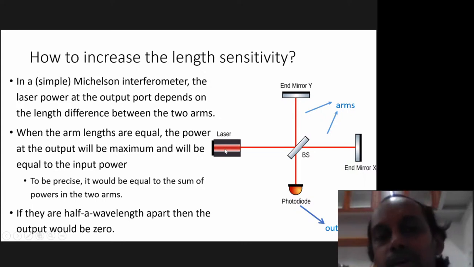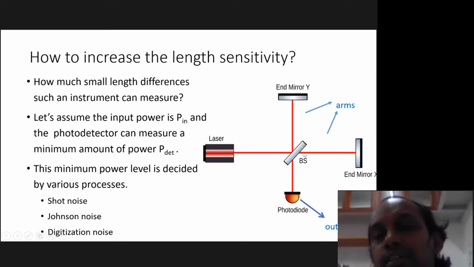So with this instrument, how small a length difference between the two arms can we measure? We can make a quick calculation. Let's assume that the input power is P in, and this photodetector can measure a minimum amount of power, P detector. This P detector is determined by a few quantities. One is shot noise, junction noise, and digitization noise in the electronic circuits related to this photodetector.